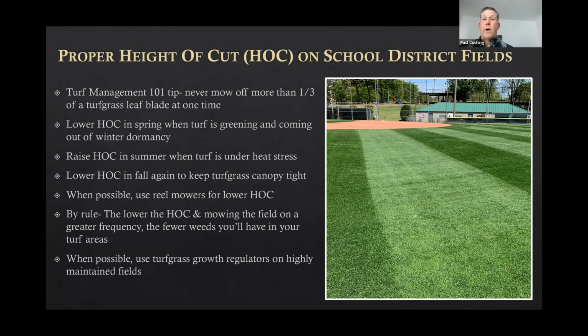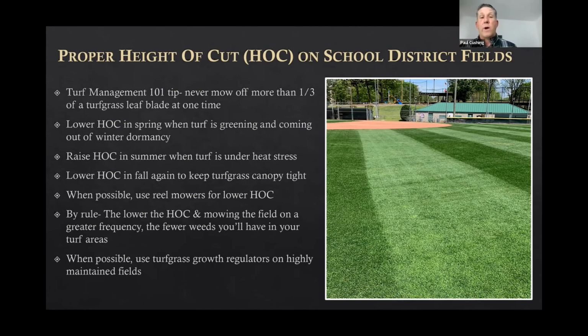In the fall, we want to think about lowering our heights of cut back down again. Once it starts to get cold, we think, oh, we're done, we don't have to deal with this anymore. That's when we really like to get our plants back low again, get our canopy tight, with lots of applications of potassium at that time to really tighten those plants up and help to winterize them.